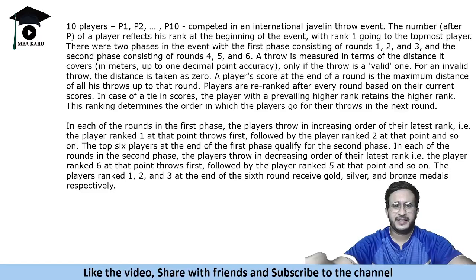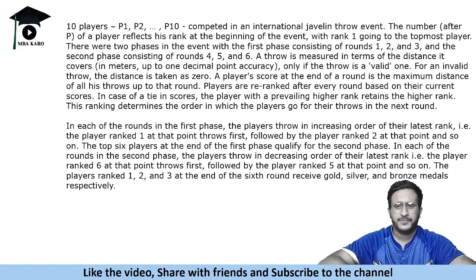It says that there are 10 players, P1 to P10, they competed in an international javelin throw event. The number reflects the rank of the player. So P1 is ranked 1, this is rank 2, and so on till rank 10. And there were two phases in the event, with the first phase consisting of rounds 1, 2, and 3, and the second phase consisting of rounds 4, 5, and 6. So total 6 rounds. Phase 1 is 1 to 3, and 4 to 6 is phase 2.